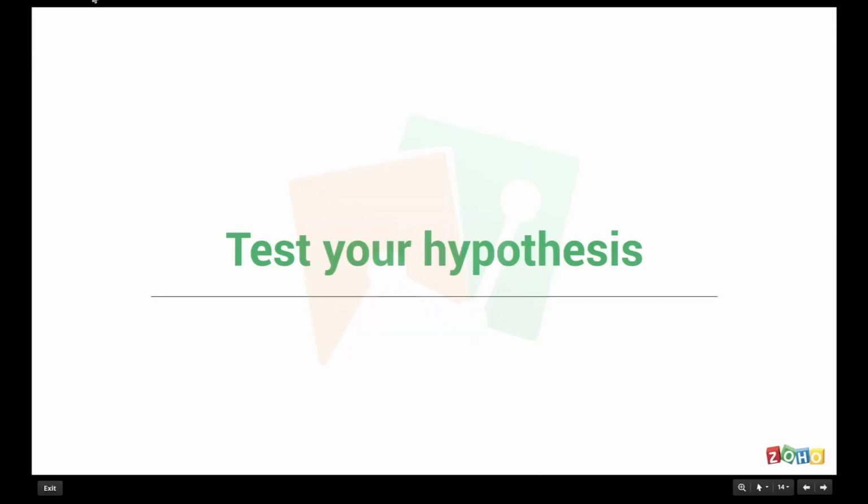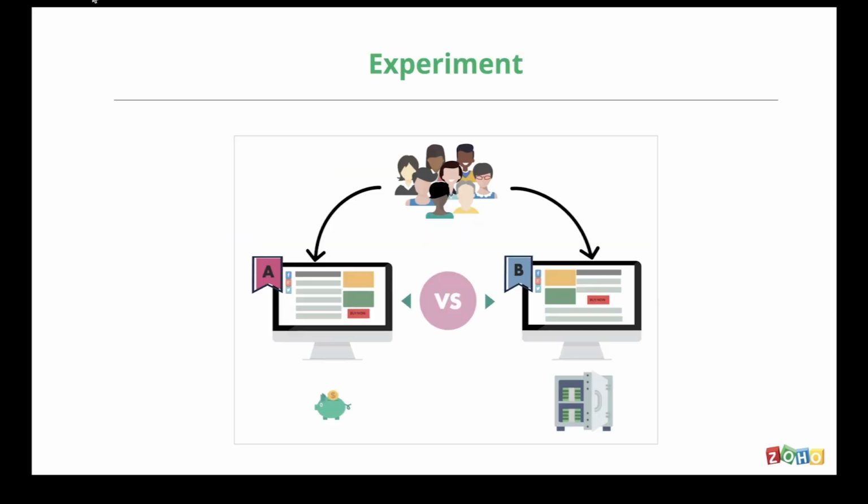Once you identify which particular page you have to test and which element you have to make the changes for, the next step in your CRO process is testing your hypothesis. That can be done in two different ways. We have two different ways of testing in PageSense. One is A/B testing, and the other one is split URL testing.